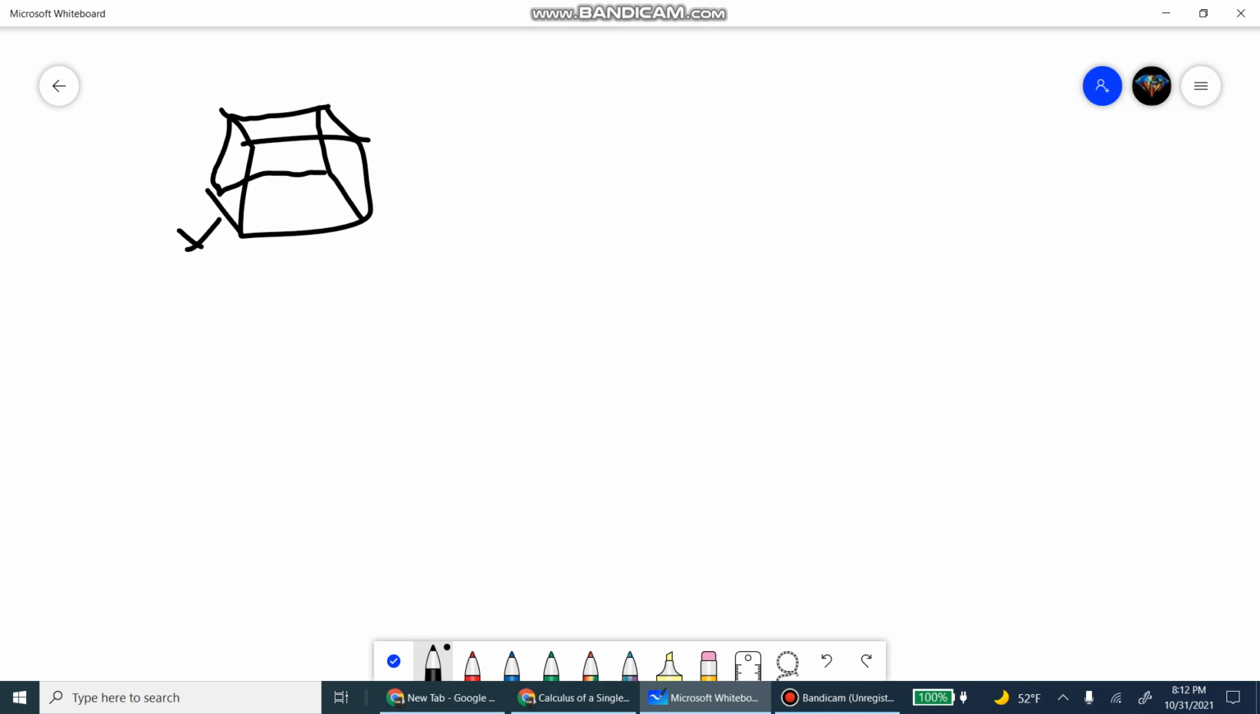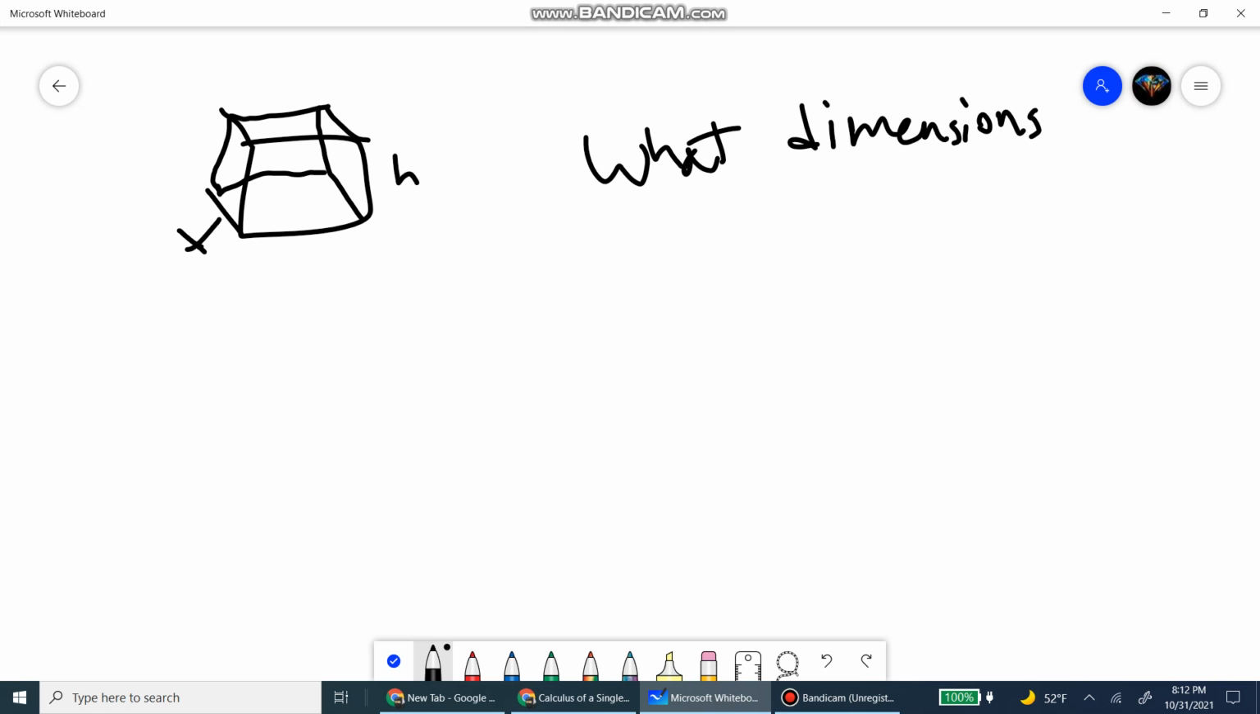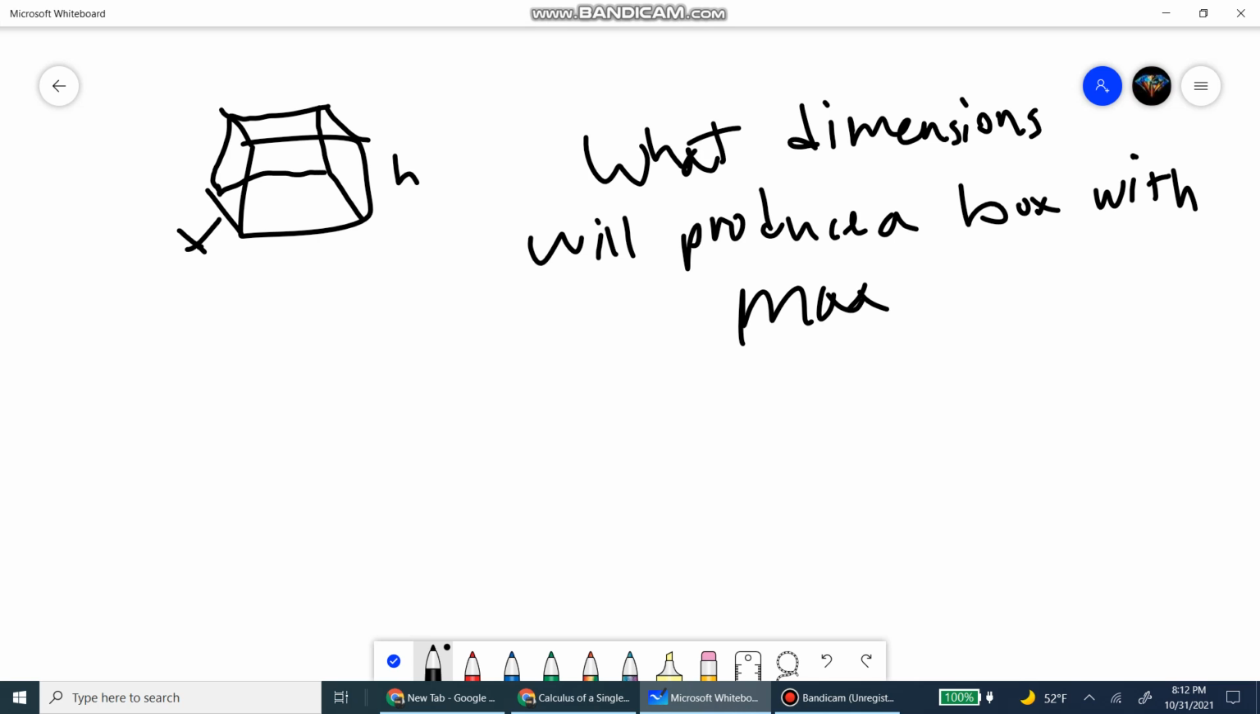You have x, and it's x all around, by the way. So it's x here, and then you have a certain height, okay? So it's not a cube. It has a square base, but it can be any height, and any x, really, too. What dimensions? This is actually used in the real world, too. What dimensions will produce a box with maximum volume? Let's say it wants dimensions that will maximize the volume.